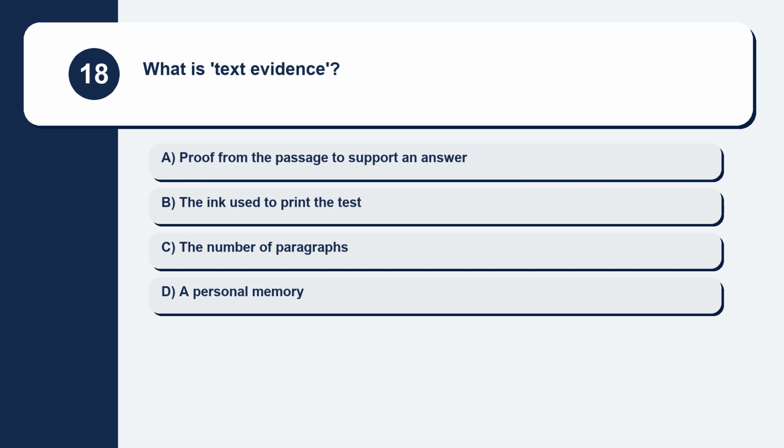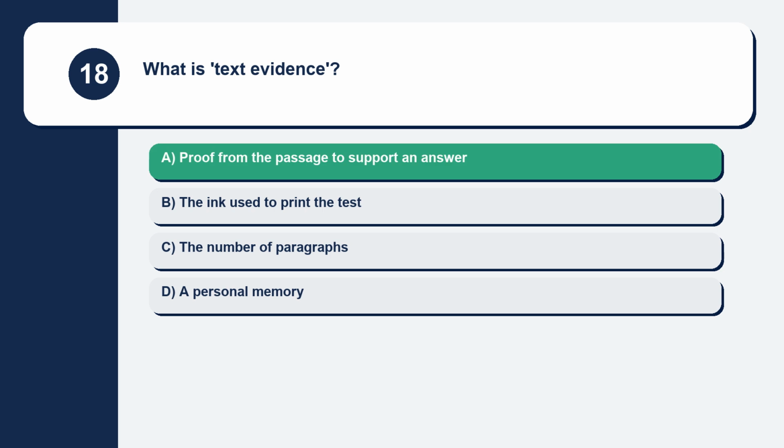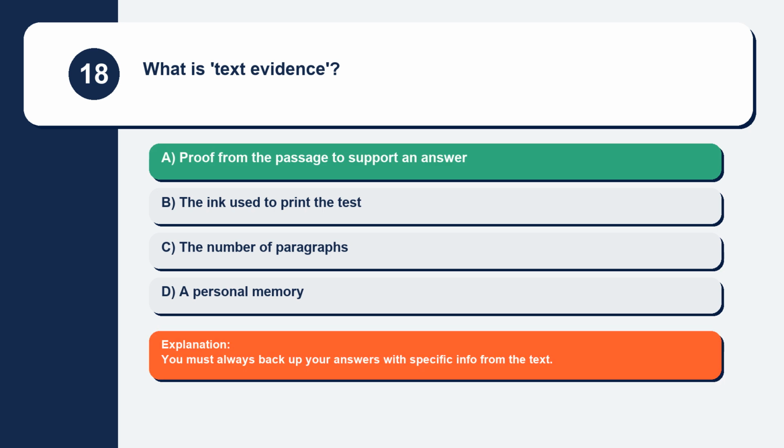Question 18. What is text evidence? Proof from the passage to support an answer. The ink used to print the test. The number of paragraphs. A personal memory. You must always back up your answers with specific info from the text.